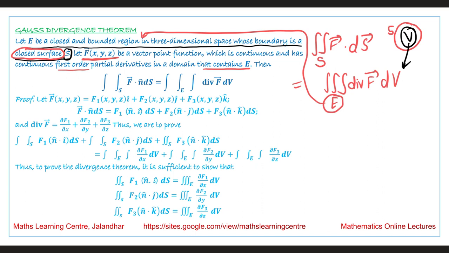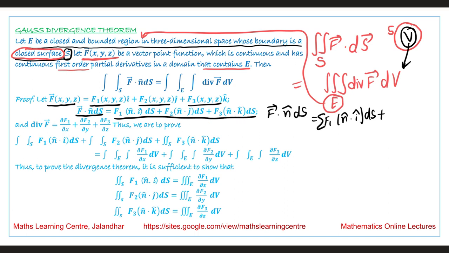So to prove this result, we write f vector equal to f1 i cap plus f2 j cap plus f3 k cap. Then f dot ds vector is f vector dot n cap into ds. So we obtain this is equal to f1 n cap dot i cap into ds, and likewise we add all these three terms.